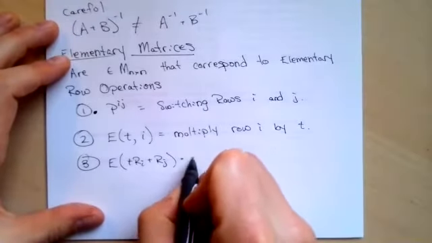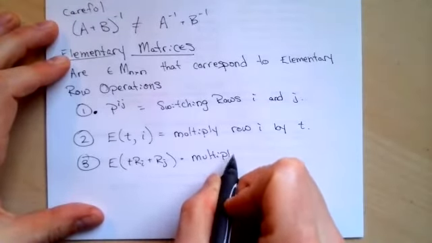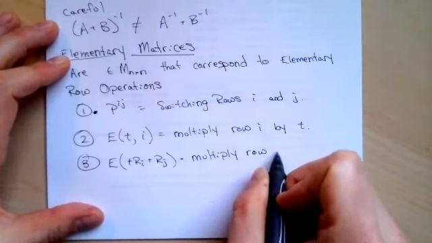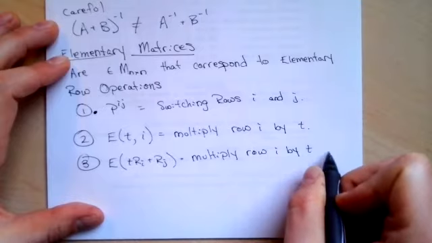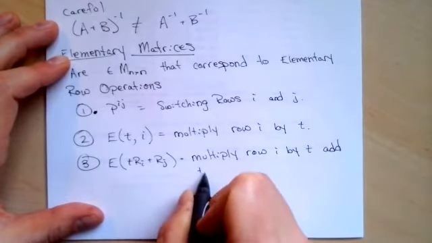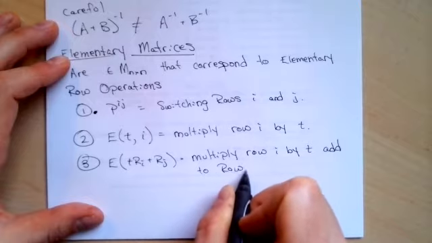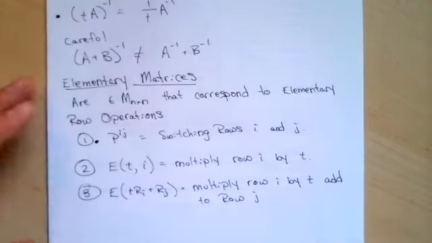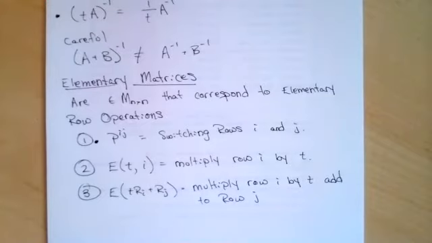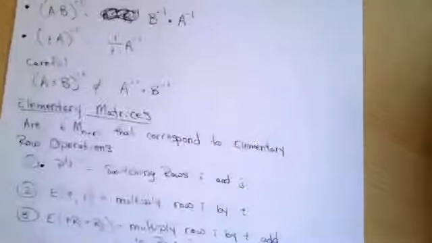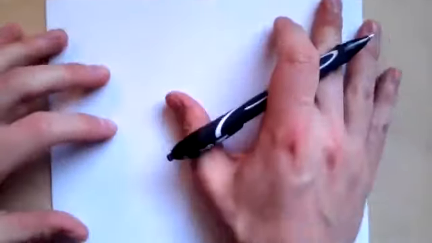So this is multiply row i by t, and then add to row j. So let's actually come up with these. The nice thing about these is they're fairly easy to come up with. You don't really have to memorize what these matrices are.